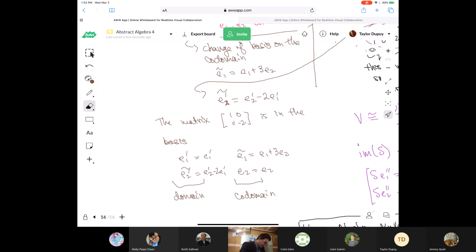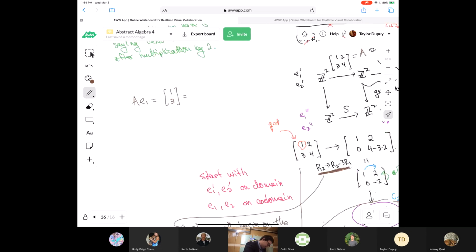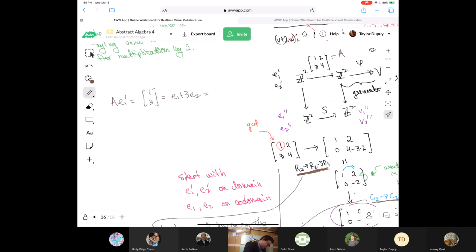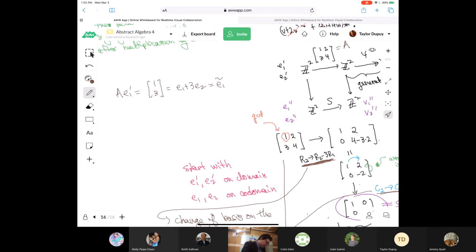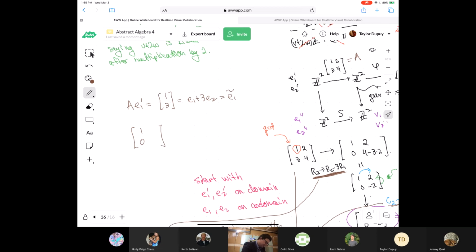Oh yeah, E1 prime is, so this is our basis here, right? And this is E1 tilde. So this thing is this thing. This is E1 plus 3E2. So this is this. Okay. And this is E1 tilde. Okay. So in the new basis, this thing just looks like it has a 1 there. You see? This is in the new basis.